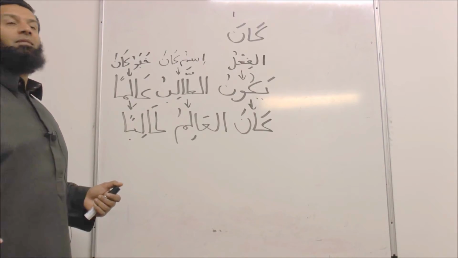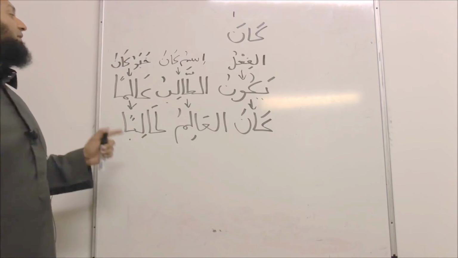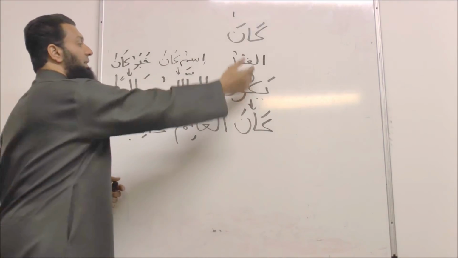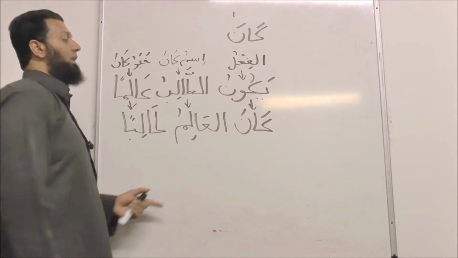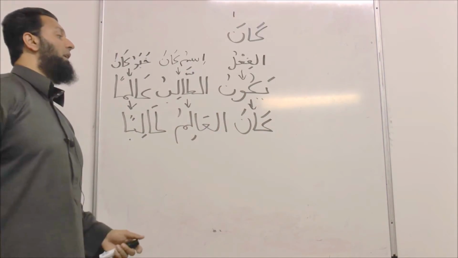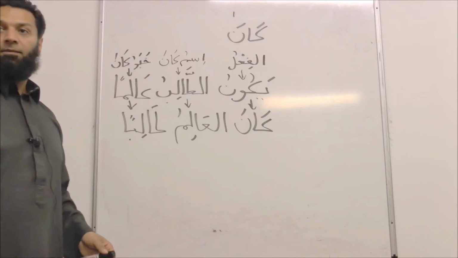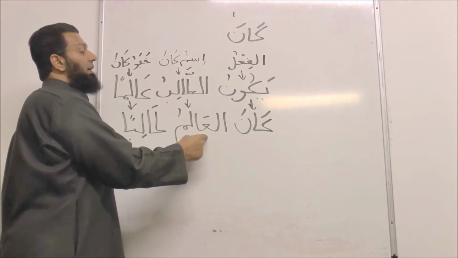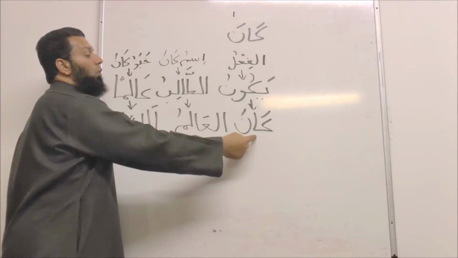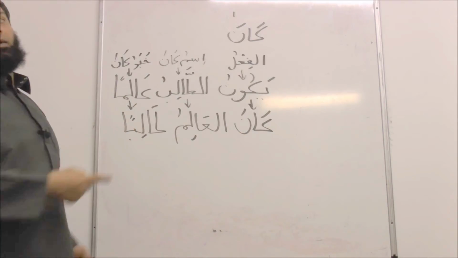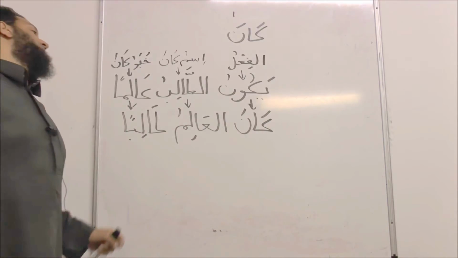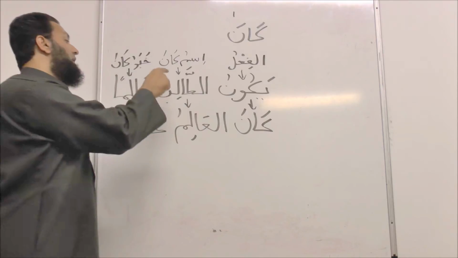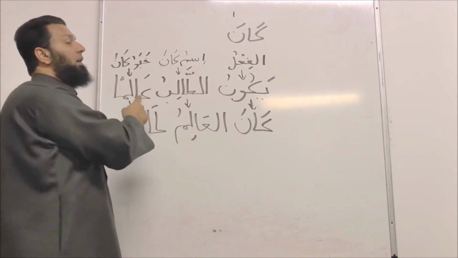There's 2 lessons. Even though you missed the 2 lessons, here, this verb, kana yakunu, kana in the past, yakunu in the present, just means was. So in the past, it's al-alimu, the scholar, was a student. And in the present, yakunu at-talibu aliman, the student will be a scholar.